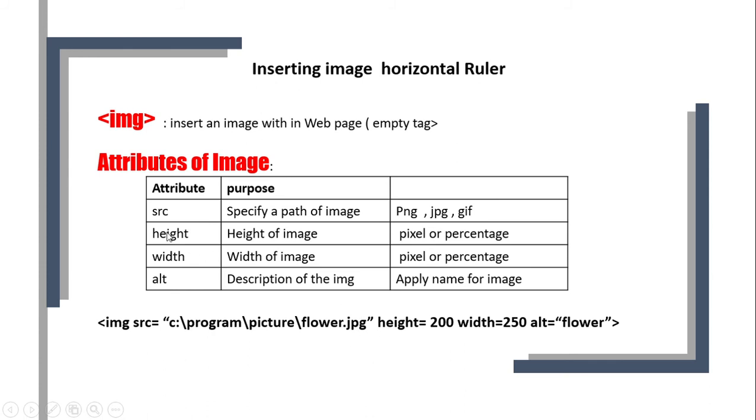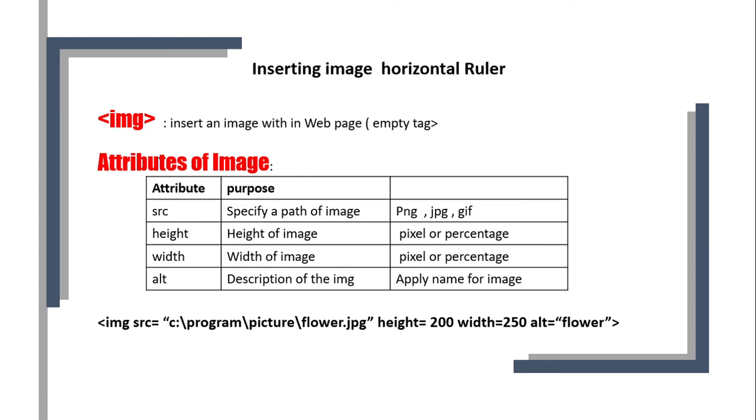After this we give the height of the image. How much height you want in your images, we can apply that. But whenever we apply the image size, we have to give it in pixels or percentage. Pixel means dots per inch. And percentage we directly give as 100%, 70%, 80%, 50%, 30%, like this. After this, width. How much width we want, in pixels or in percentage.